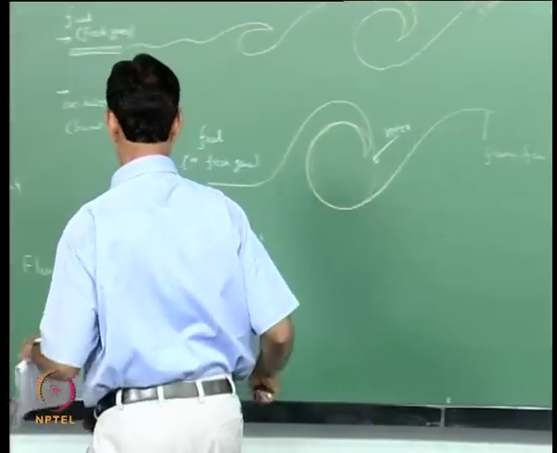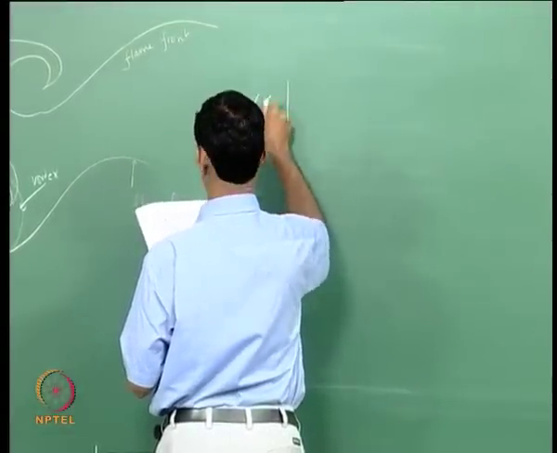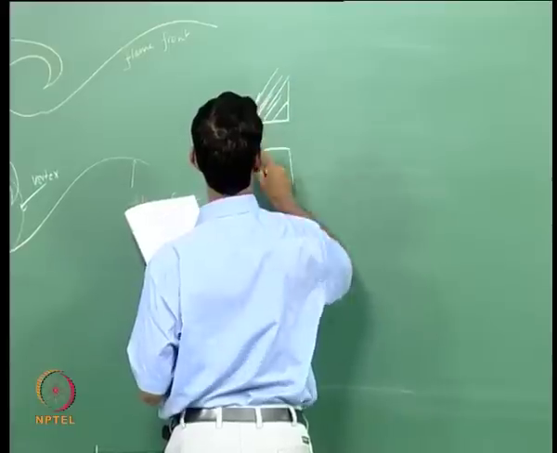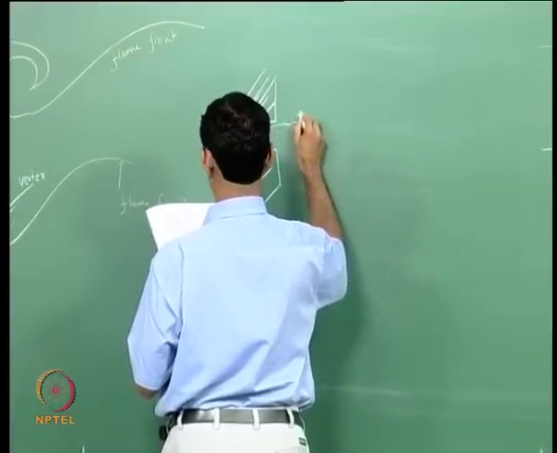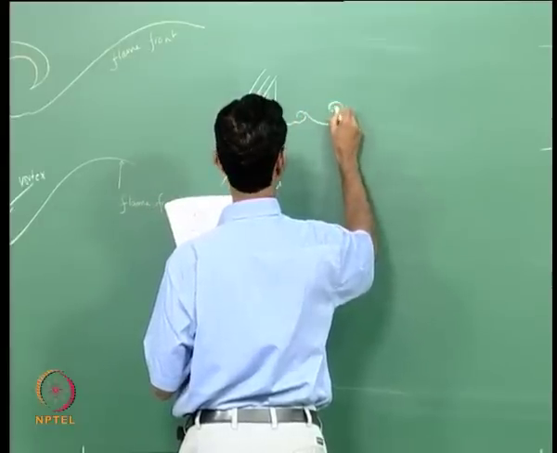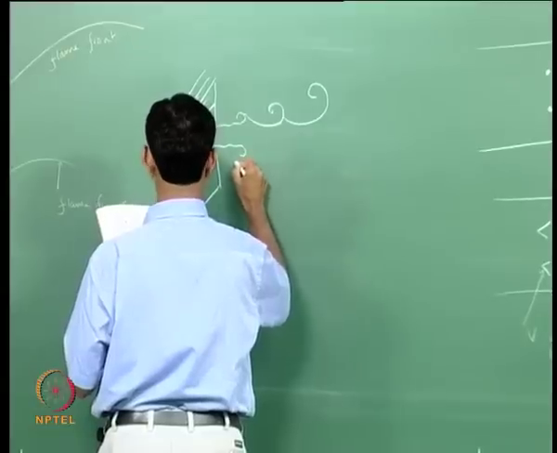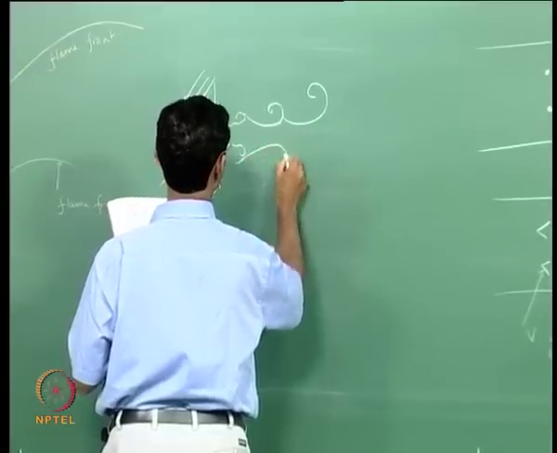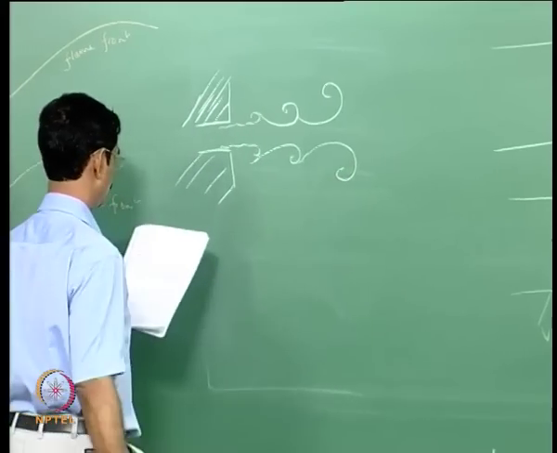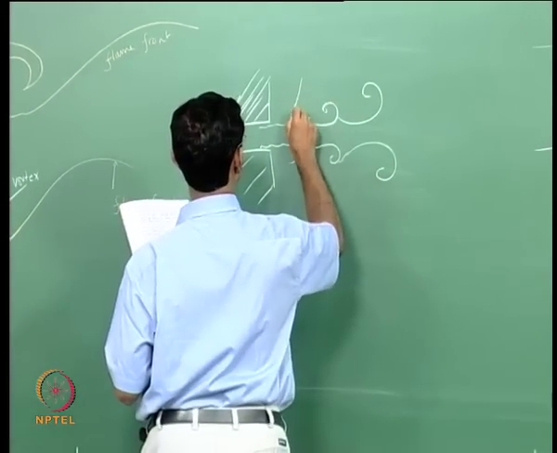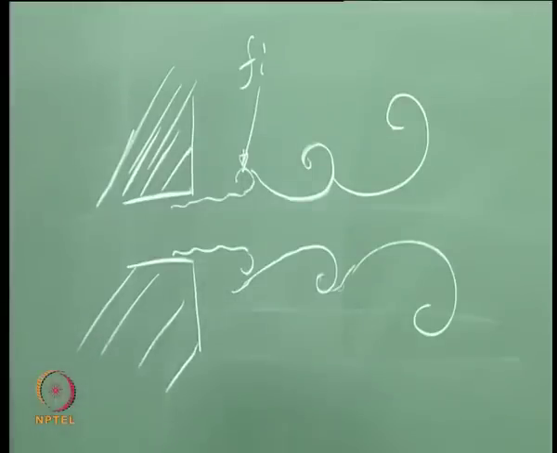And so let's draw this concept. So you will have these instability waves, and they will start rolling up. And initially there will be a Fi, okay.